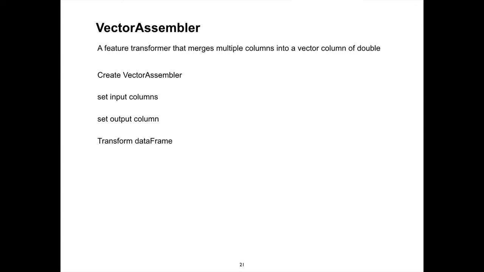And basically, what it does is it merges a bunch of columns into a vector of doubles. And so you just create the assembler, and you tell it, here's the input columns I want to use, and here's what I name the output column, and then you can transform it.